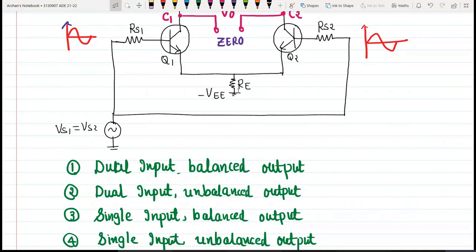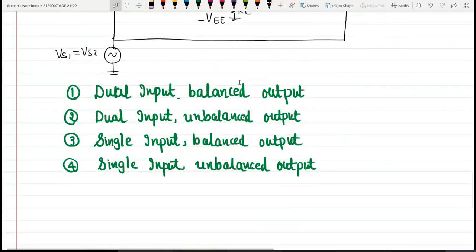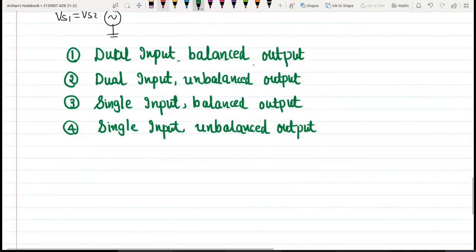So now we know that we have a total of 4 configurations of this differential amplifier, and that this differential amplifier can be operated in 2 ways: one is differential mode and the second is common mode. Now let us try to analyze this differential amplifier. We will do the analysis in 2 phases: one is called DC analysis of the amplifier and the other is called AC analysis of the amplifier. Let us start with the DC analysis of the differential amplifier.